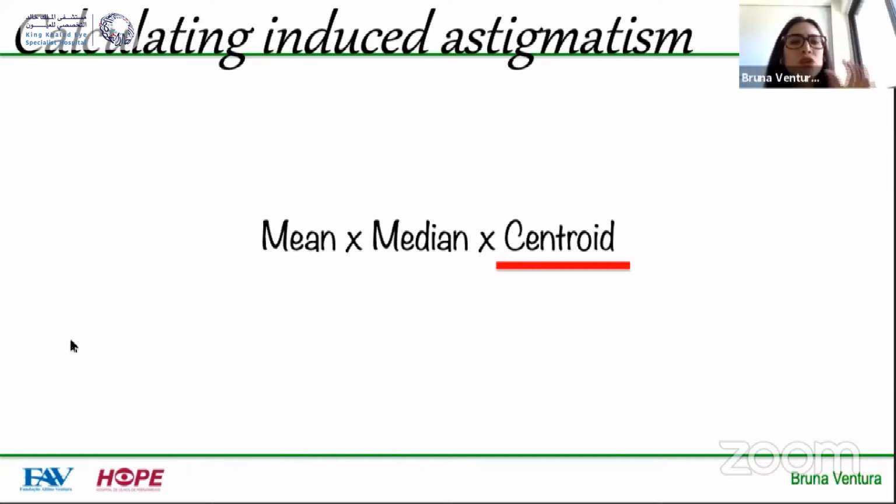But those are very small numbers when compared to the ones that we were used to using when we were talking about mean astigmatism. So when we started talking about centroid, the amount of astigmatism that we're considering as induced astigmatism is much smaller than when we previously were considering mean or median of the magnitude.